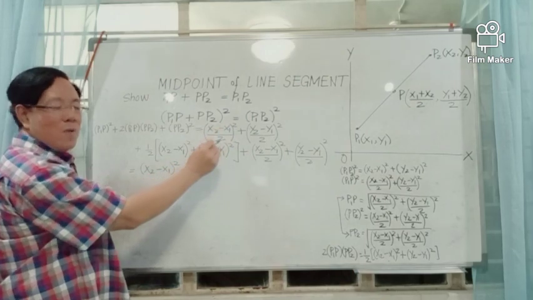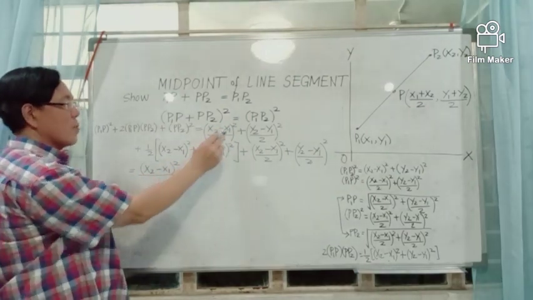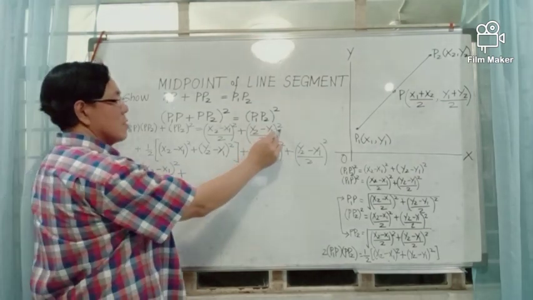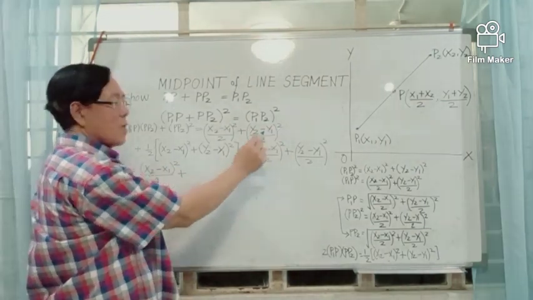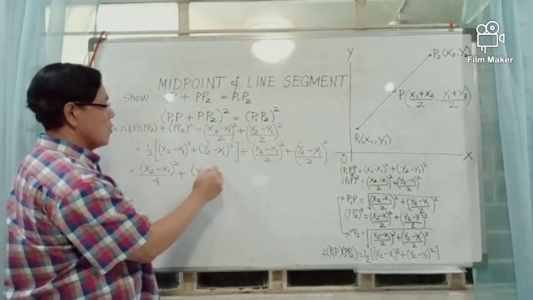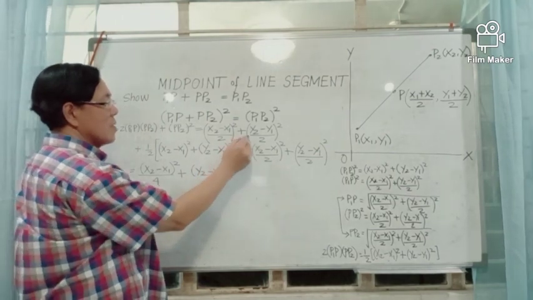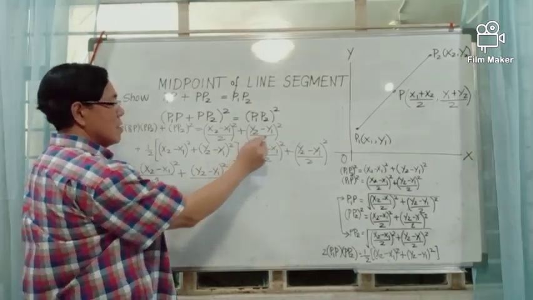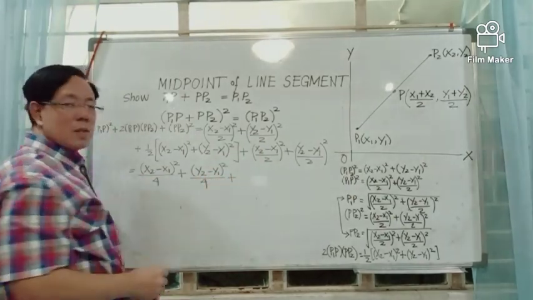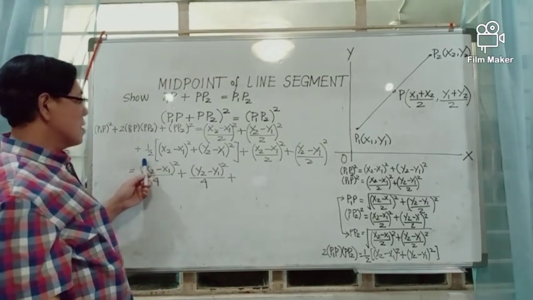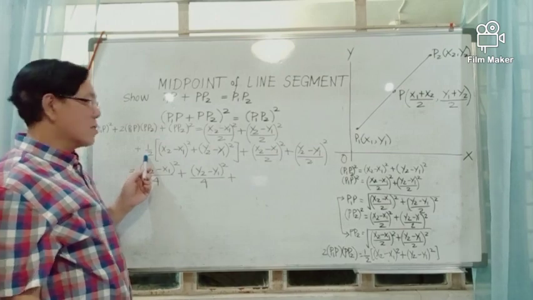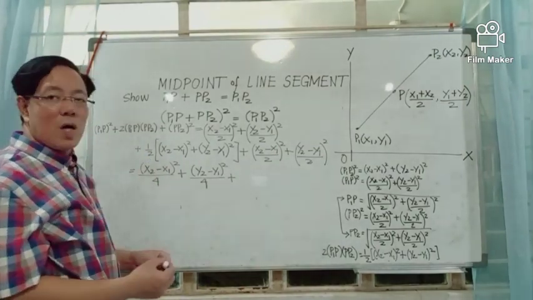Divided by the square of 2 is 4. Plus the square of this quantity equals the square of the numerator, y2 minus y1, squared, divided by the square of 2, which is 4, plus this term. This term cannot be simplified any further, so we write it as is, plus 1/2.